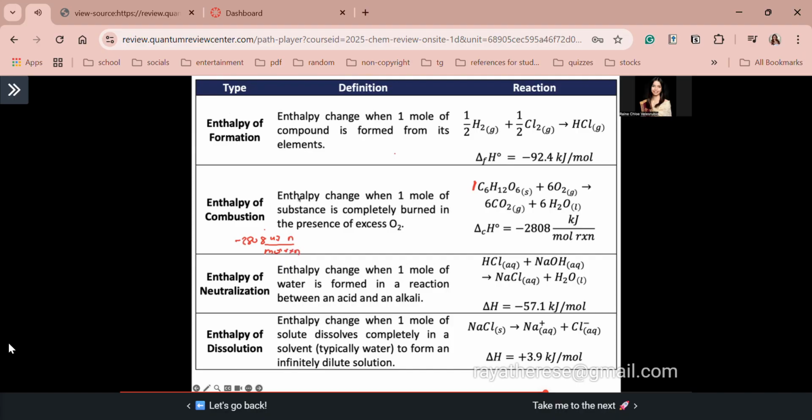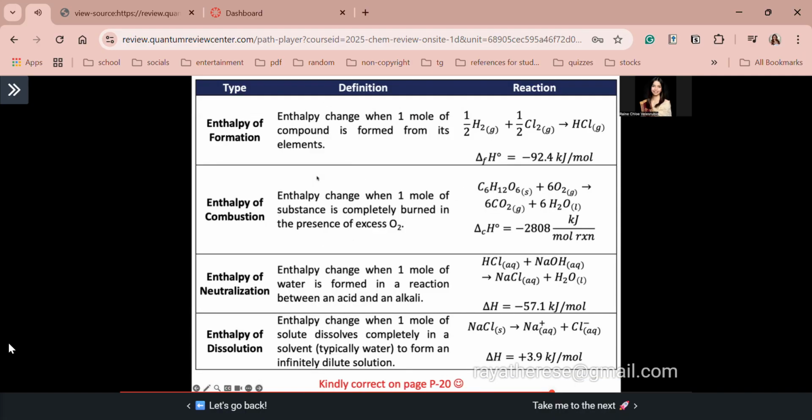Tapos, gusto mo daw ng enthalpy of combustion per mole of CO2. So let's convert. Per 1 mole reaction, how many carbon dioxide do we have? It's 6, right? So 6 moles CO2. And with that, mag-iiba na ang value ni enthalpy of combustion, okay? Because in terms of mole CO2 na yung gusto nyong mahanap. Okay? Now let's move on.